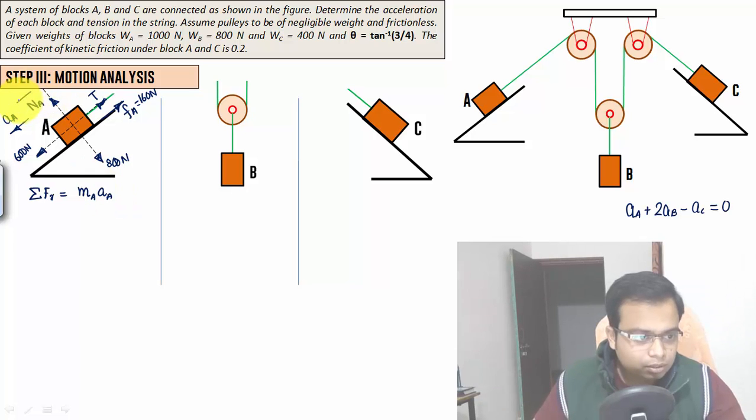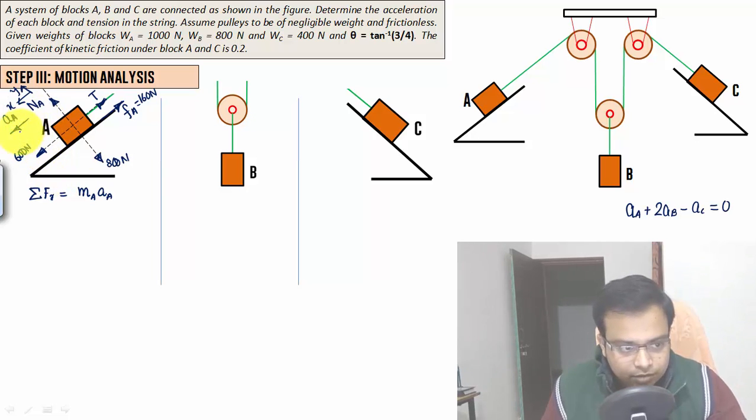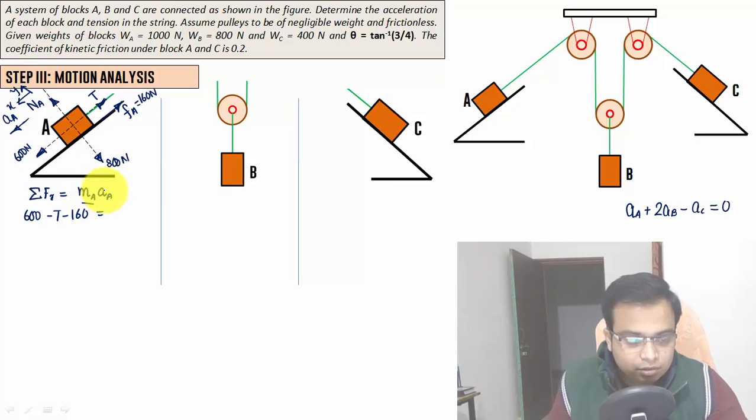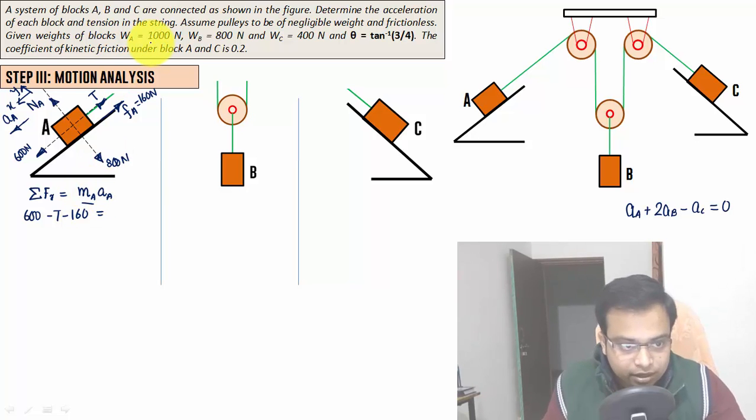Okay. Immediately, summation of all the forces, x direction, mass, acceleration, block A. So that's x and that's y, right? So this is where the motion is happening, down the plane. What is the force acting along this direction? 600. Take it as positive, and all the forces opposite to this force, take it in the negative sense. So we have this equation, 600 minus T minus 160 is equal to mass. How much is the mass? We don't know. We know what the weight is. So weight divided by G, that is 9.81, will give you the mass. So you need to write 1000 over G multiplied by AA.